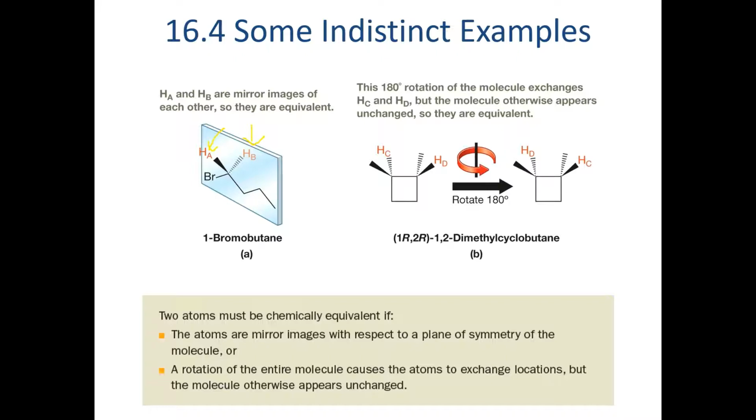We'd also consider things equivalent if we could rotate around and end up with the same molecule. So we see here HC and HD might look like they're not mirror images of each other, but if we just turn the molecule around, HD is where HC used to be and HC is where HD used to be. So they're still the same.